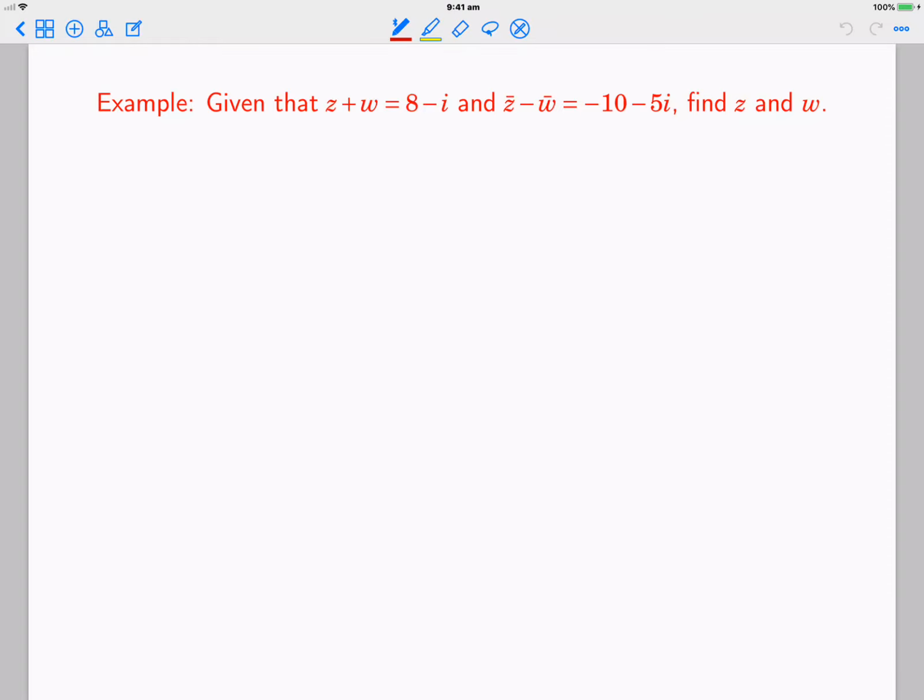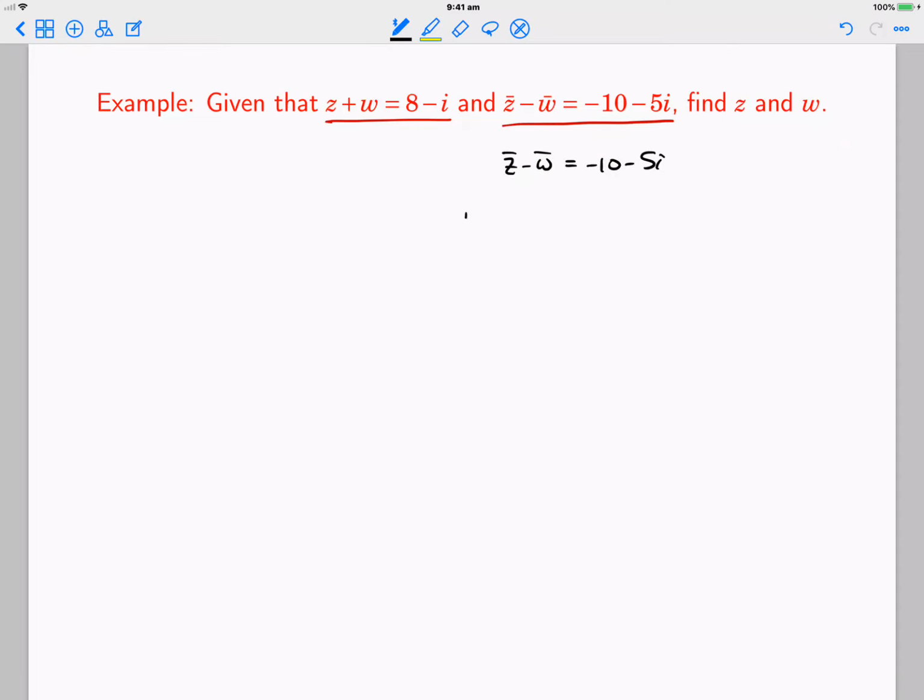In this example, we're given 2 complex numbers, z and w, and at the moment they're unknown, so we want to find them. The information we're given is that when you add them, you get 8 minus i, and when you subtract their conjugates, you get minus 10 minus 5i. And we want to figure out what z and w should be using those properties. Okay, so let's start here. We know that the conjugate of z minus the conjugate of w is minus 10 minus 5i.